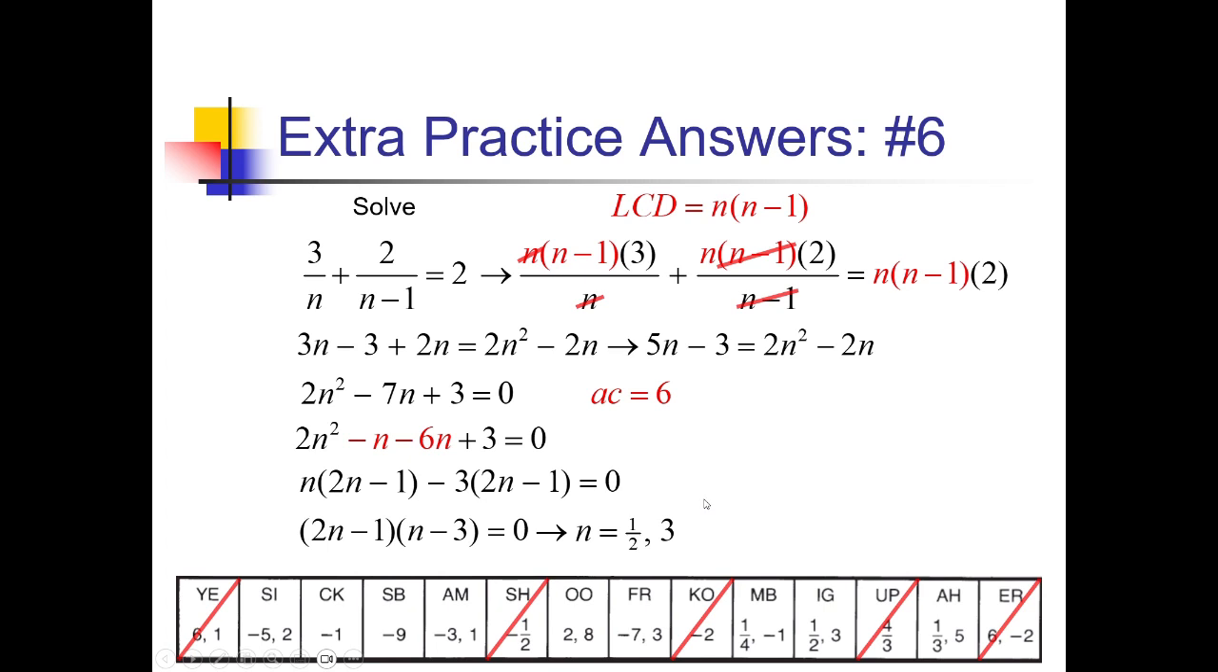Let me go back and check to make sure neither of these zero out my denominators. 1/2 is going to be fine. If I plug it in for this or this n, we're good. 3 also doesn't cause any problems up here. So these are both good answers. And I'm looking for 1/2 and 3. That's this IG box, so that's gone.